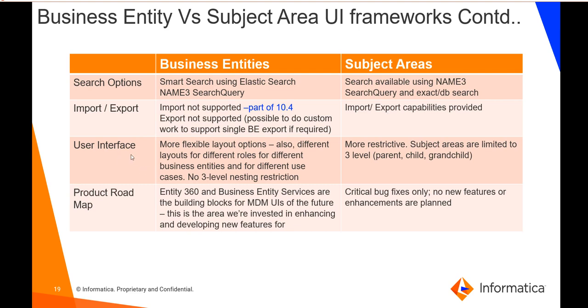User interface is more flexible in the business entity model. As we saw, you can have different layouts, and for the task manager and inboxes, you can choose and pick the fields you want to see. Subject area is more restrictive, very low in terms of customizations. Product roadmap: all enhancements are planned for Entity 360. For subject area, only critical bug fixes are planned going forward.